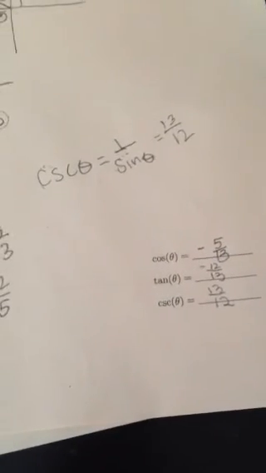So now we have everything we need. Over here, we can fill it in. We have negative 5 over 13, we have negative 12 over 13, and we have 13 over 12. All of these are exact answers, so we're going to leave them in that form. And that's it for quiz 2, problem number 1.